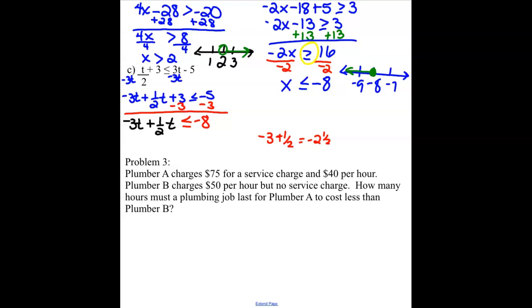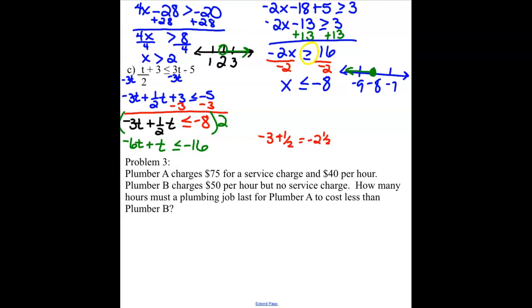So all I've done here so far is move the 3 to the other side. To clean this up, we could times everything by 2. Multiplying 2 to negative 3t gives me negative 6t. Multiplying 2 to the 1/2 gets me a positive t. And 2 times negative 8 would be negative 16. Now it's a little bit easier to add those together.